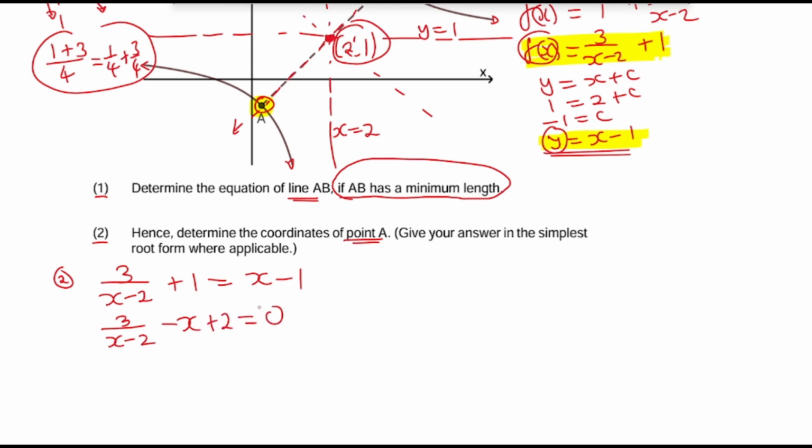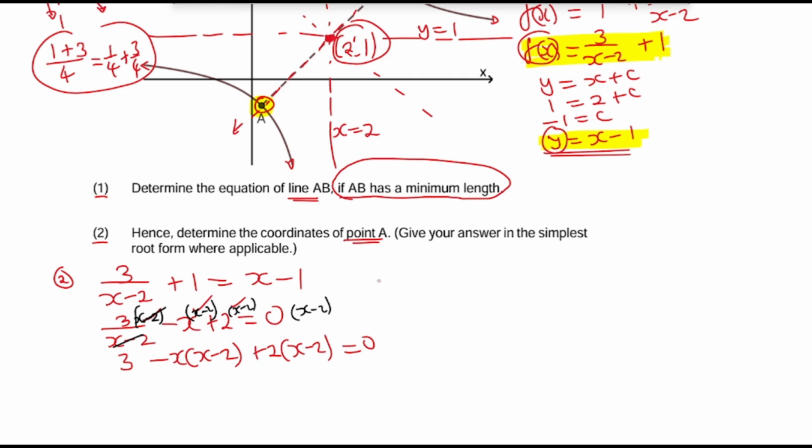Then we can multiply everything by the denominator, x minus 2. So we multiply this by x minus 2, this by x minus 2, this by x minus 2. You see that? And then x minus 2 divided by x minus 2 is 1. So you remain with 3, then minus x, and then x minus 2, then plus 2, x minus 2, and then is equal to 0 like that.